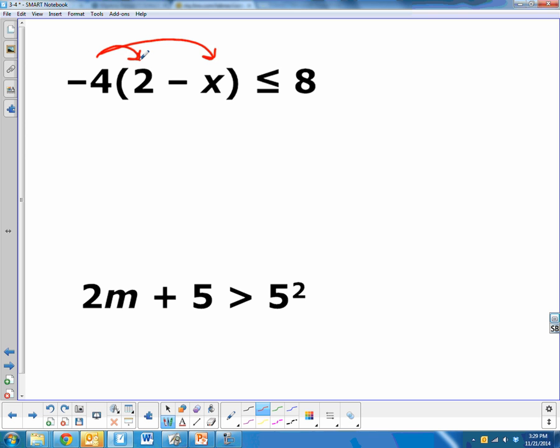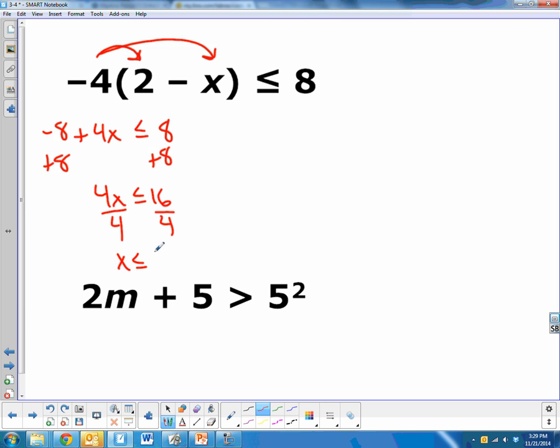I'm going to show you a different way to see which way you prefer. So if we distribute first, we get negative 8 plus 4x. Negative 4 times 2 is negative 8. Negative 4 times negative x is a positive 4x. And so we get positive 4x less than or equal to 8. I then add 8 to both sides. I get that 4x is less than or equal to 16. Divide both sides by 4, and x is less than or equal to 4.